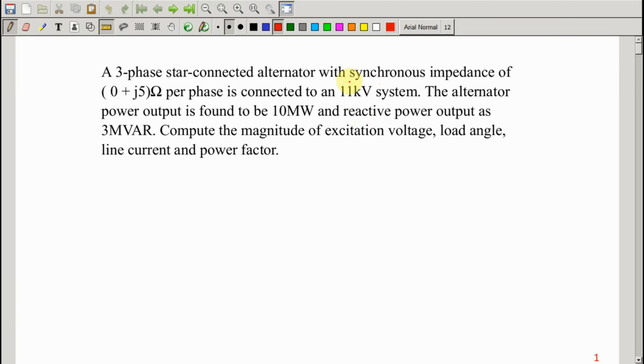First of all, I am underlining this particular line which is saying synchronous impedance. Why I am underlining this phrase synchronous impedance, I will let you know shortly. Second one is that it is written that reactive power output as 3 mvar. So I will now focus on these 2 points. Number one is that synchronous impedance.